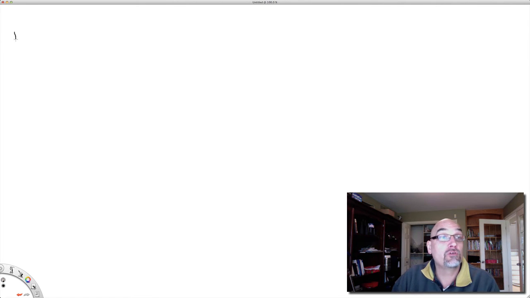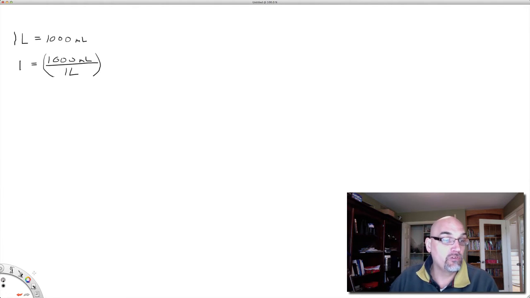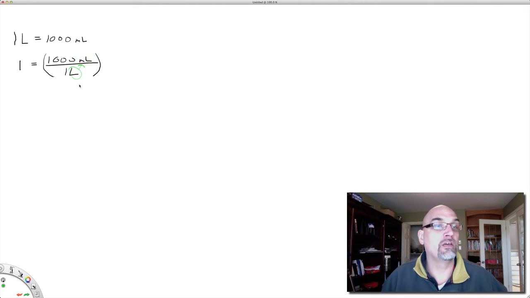So let's say I want to convert from liters to milliliters. Well, I know that 1 liter is equal to 1,000 milliliters. Now, this is an equality. These two things are equal. If I divide both sides by 1 liter, I get 1 is equal to 1,000 milliliters divided by 1 liter. And this is what I call a conversion factor. And what this will do for me is it will convert liters into milliliters. And I'll show you how that works.